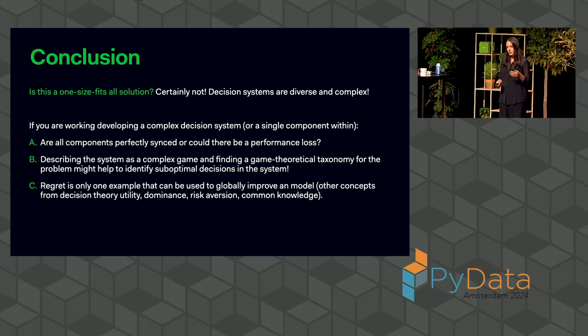For me personally, describing such a system as a complex game and finding a game theoretical taxonomy for it helped me to identify suboptimal conditions within the system. And of course, regret is only one possible solution, one instrument that we can use to optimize a complex system. Maybe that's useful for you. I think there are also other game theoretical concepts that might be interesting when we talk about these complex systems, something like common knowledge, risk aversion, dominant strategies.